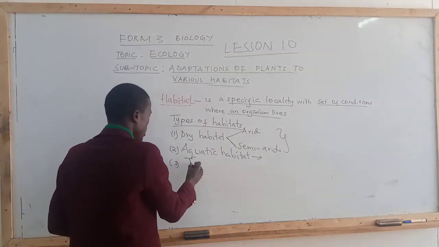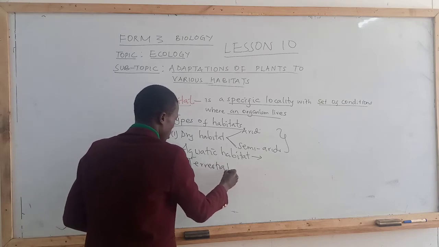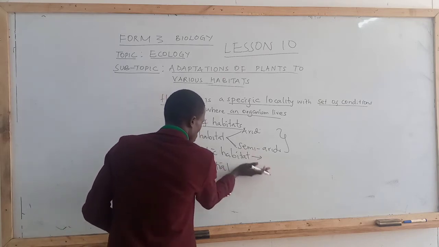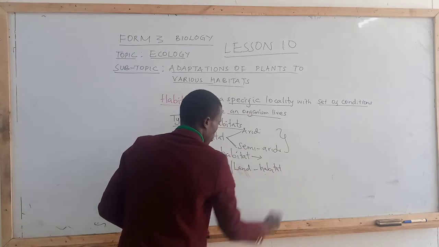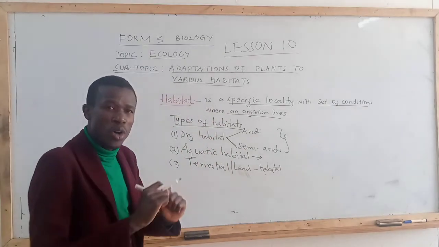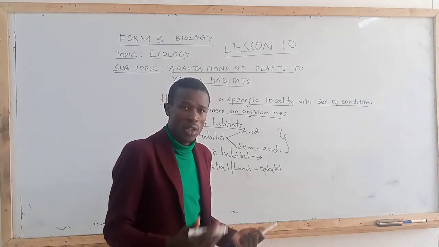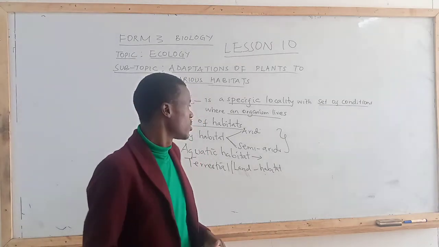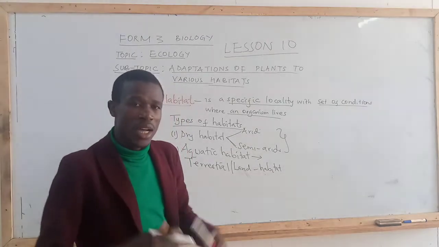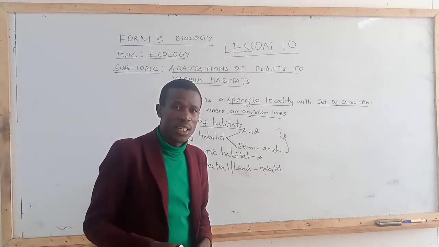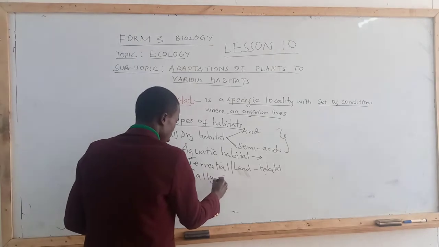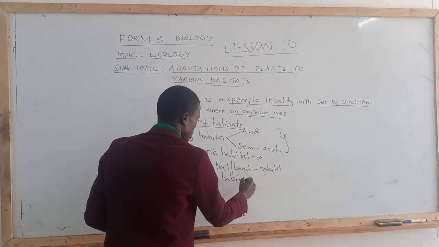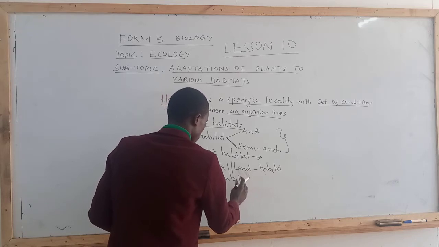We also have a terrestrial habitat. You can also call it land habitat. This is a specific locality with moderate set of conditions. For example, moderate amount of water received. We have moderate temperatures, not very high temperatures, and not very low temperatures. We have salty habitats with high concentration of salts.